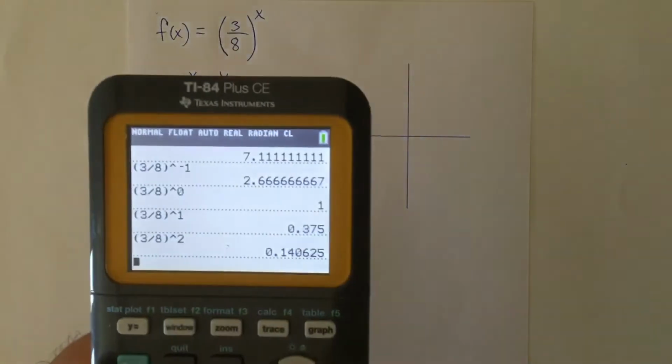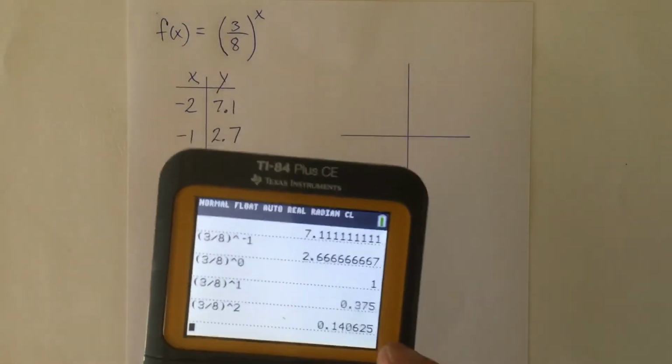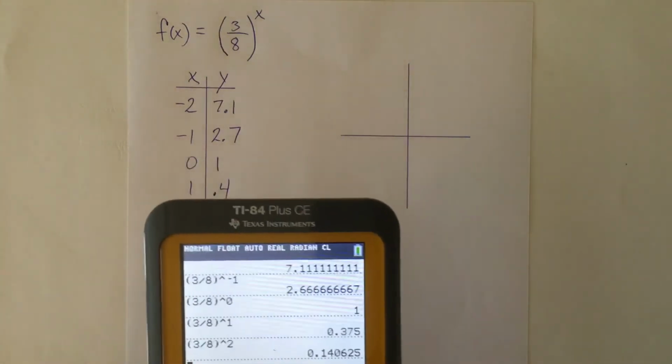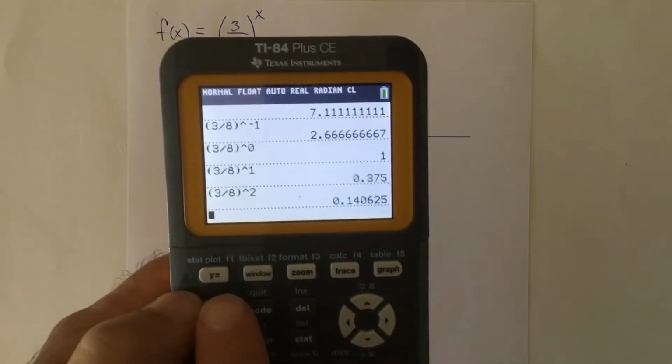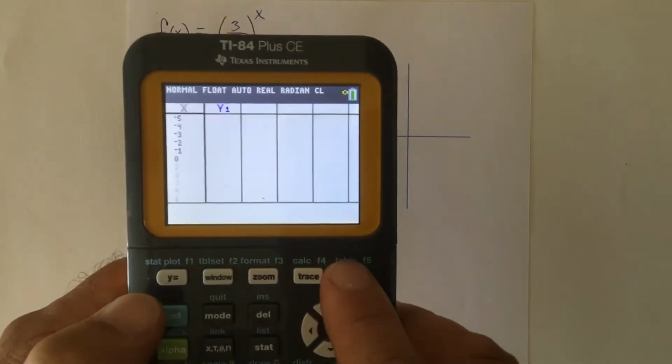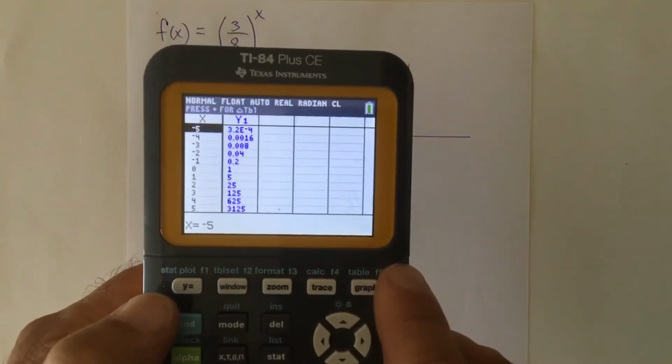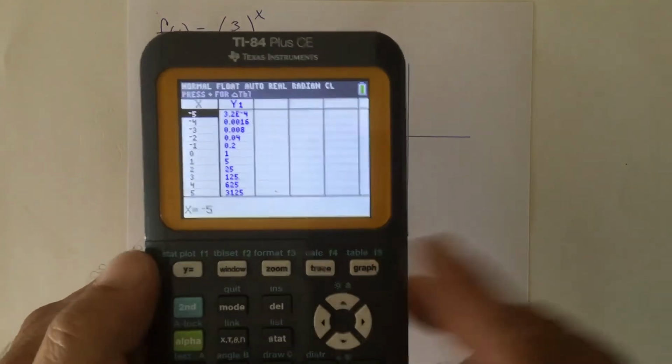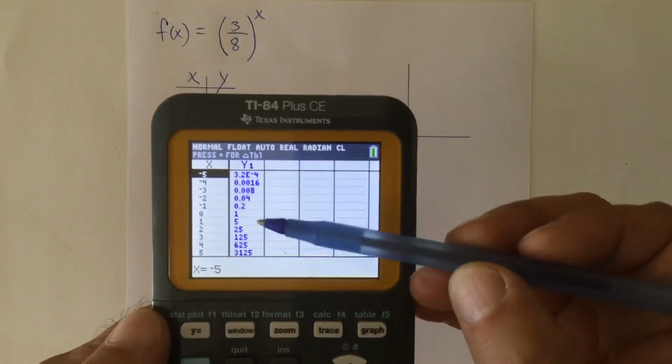Now, all my values I calculated are right here, just so you know. You can always go second graph, and you'll see all my numbers there. I just have to round them off. But remember, the calculator goes 5 above, 5 below.